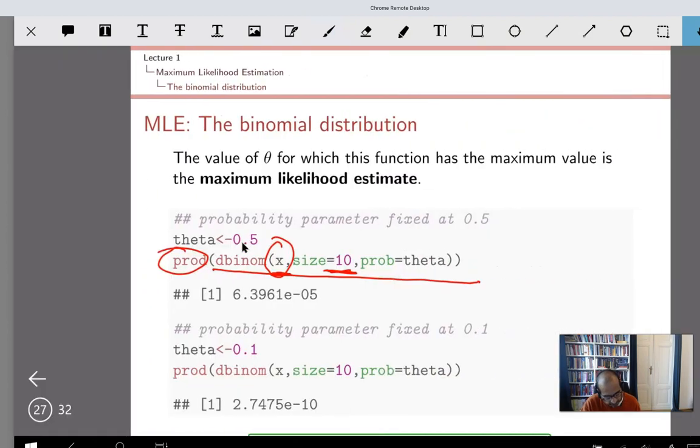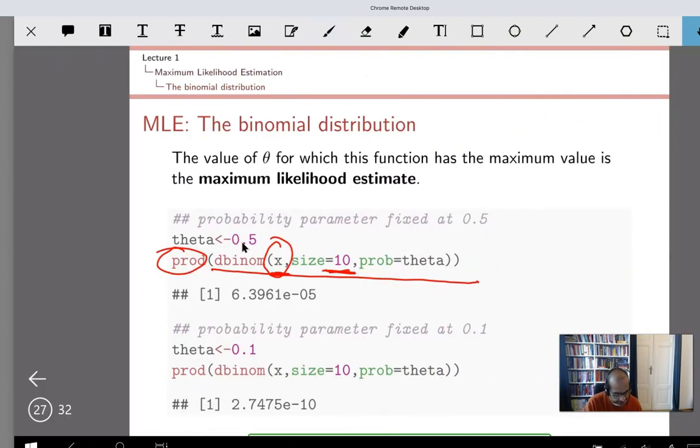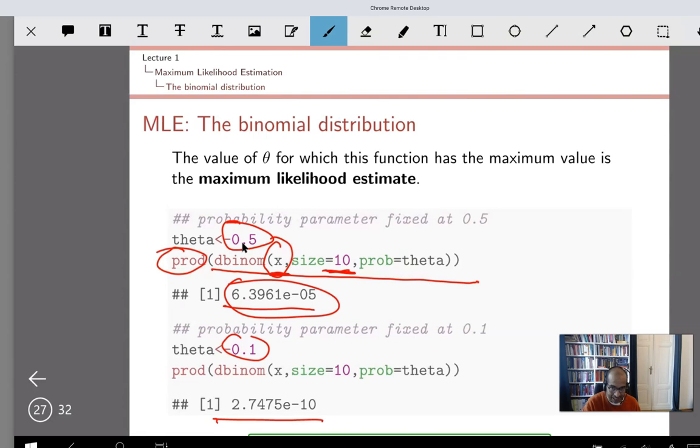I'm calculating all those probabilities here, and the number that I get is this one here, but this number actually depends on my deciding that theta is 0.5. Suppose I decided that theta is 0.1, then I would get a different number for the same calculation, right?